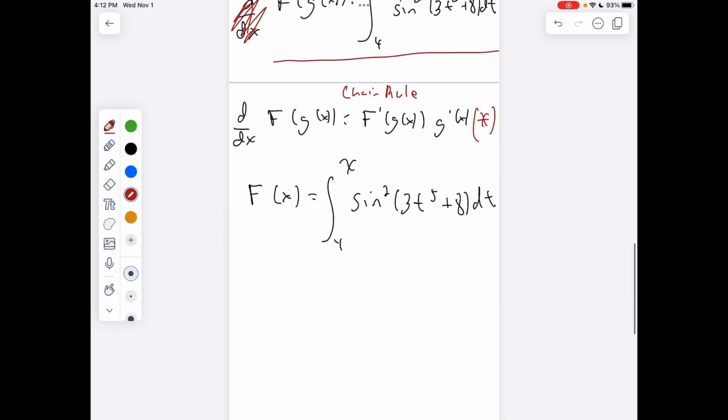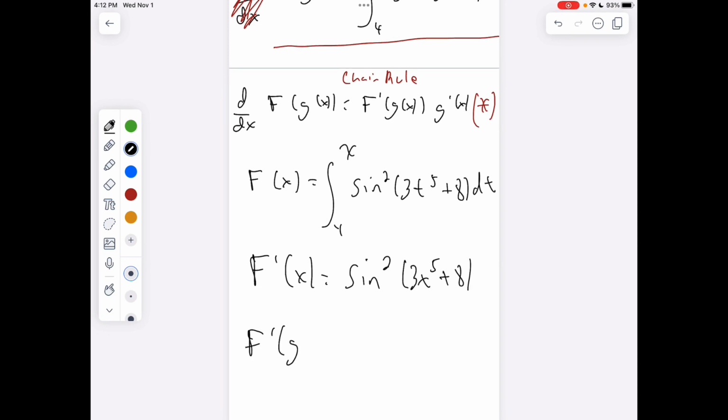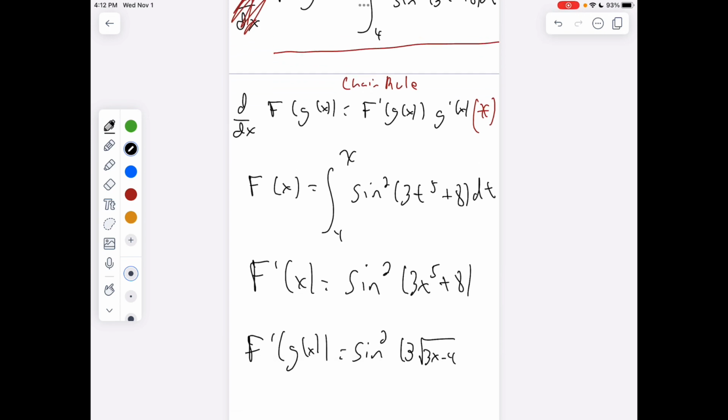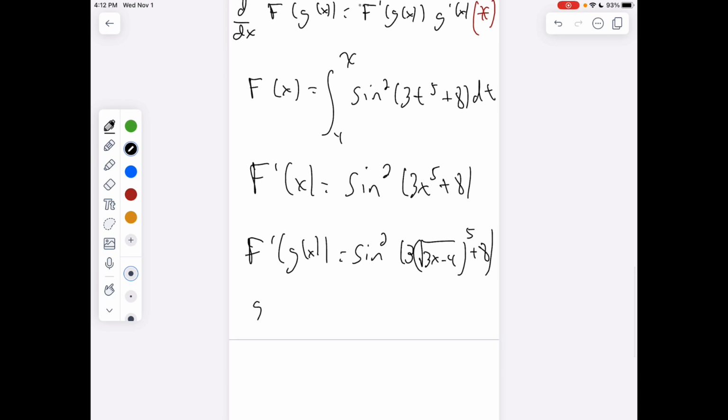So in our case, F prime would be sine squared of 3x to the 5th plus 8, by the fundamental theorem. F prime of g of x would mean plugging in the square root of 3x minus 4 for all the instances of x. And finally, g prime of x would be something along these lines. I'll let you double check that.